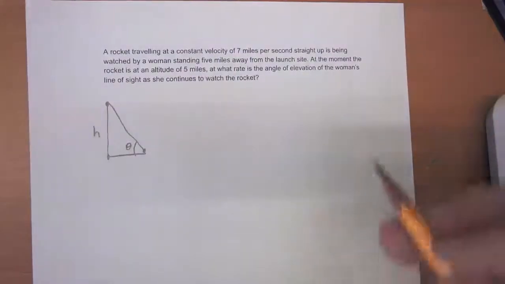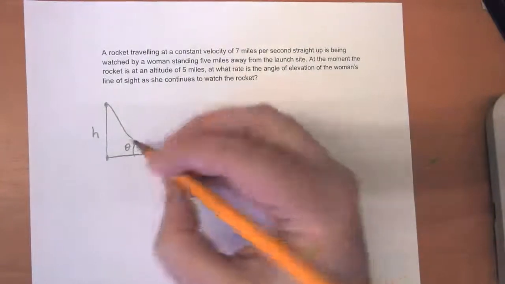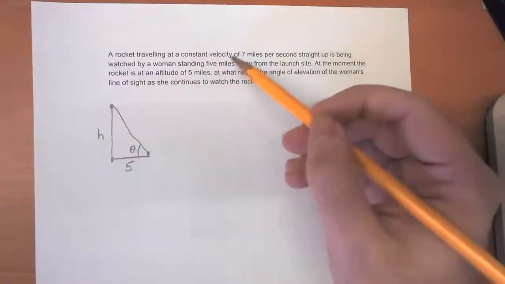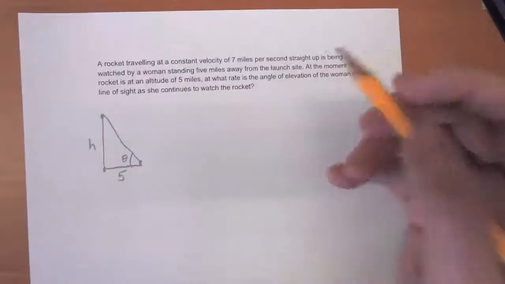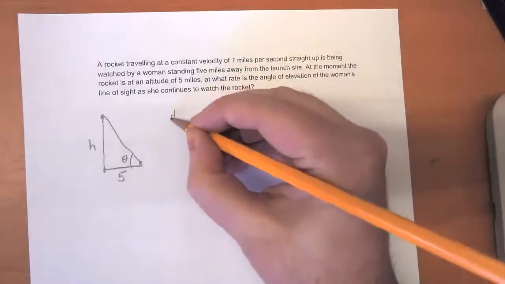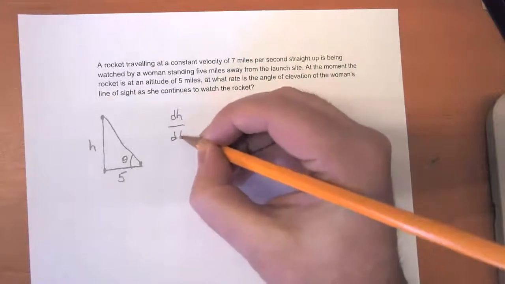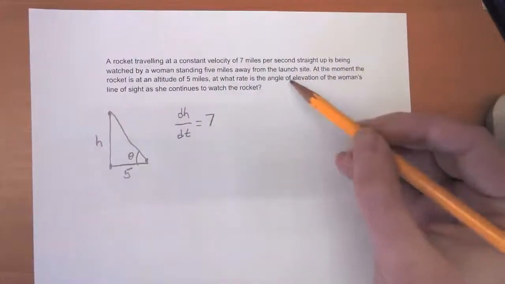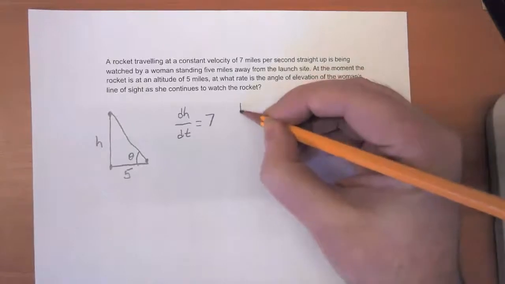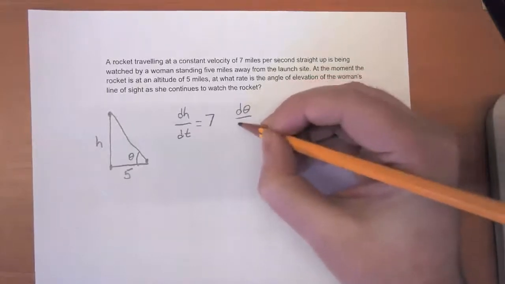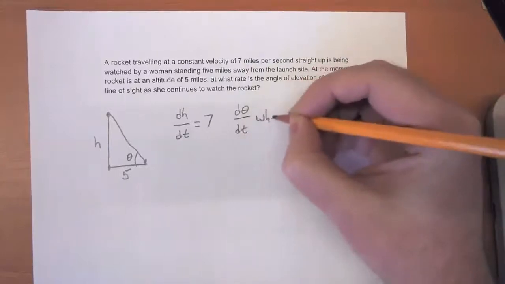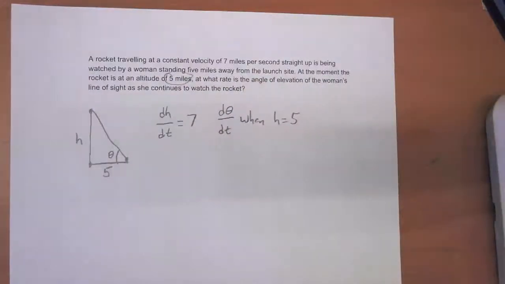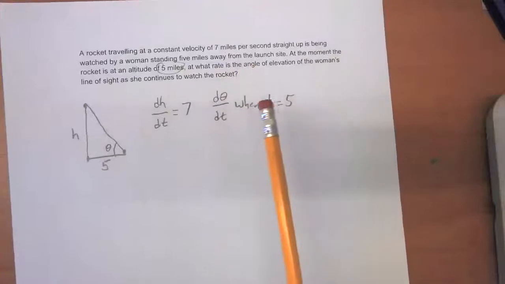The other thing we know is that the distance between the launch site and the woman is definitely 5 miles. And we know that the rate of change of the height is 7 miles per hour. So we're going to write that dh/dt, the change in height over time, is equal to 7. They want us to figure out the rate of change of the angle of elevation, dθ/dt, when h is equal to 5 miles. Those are the things we need to figure out.